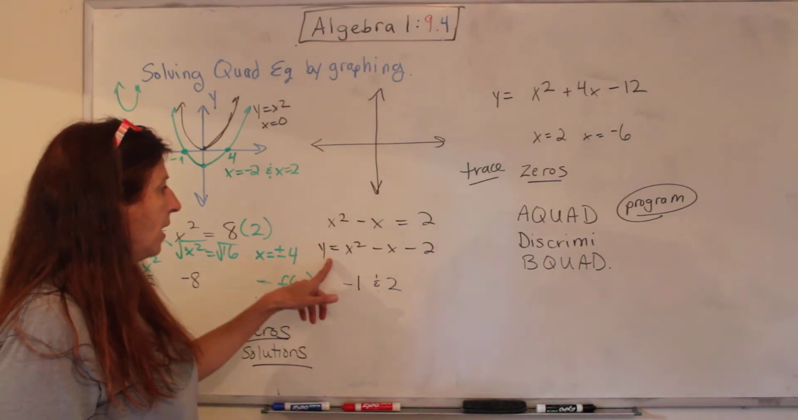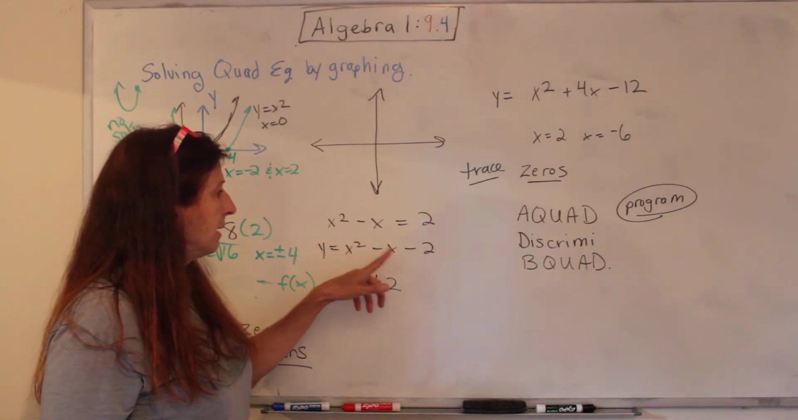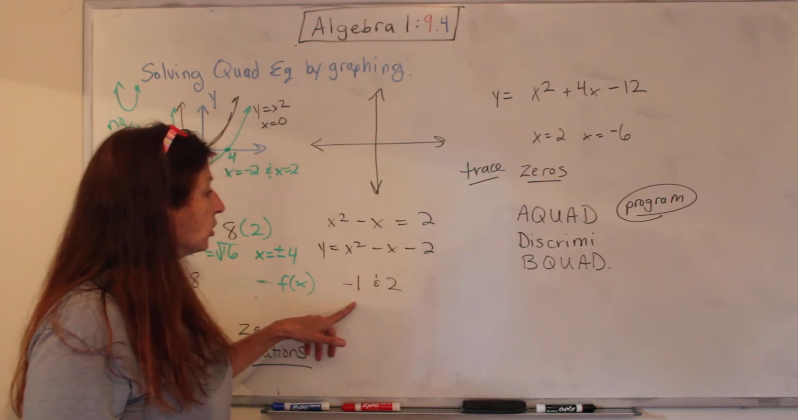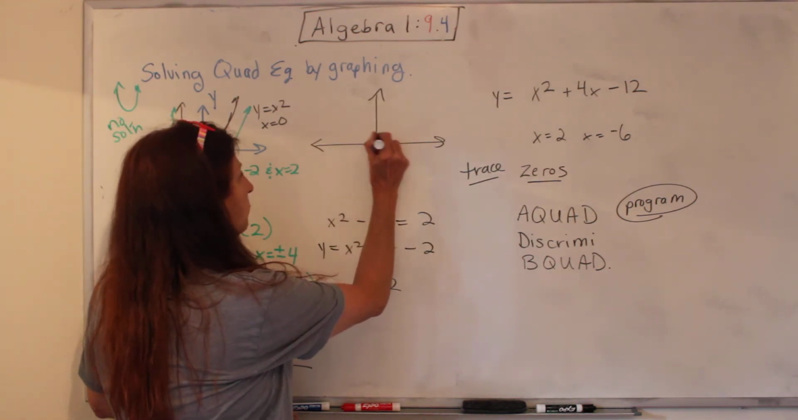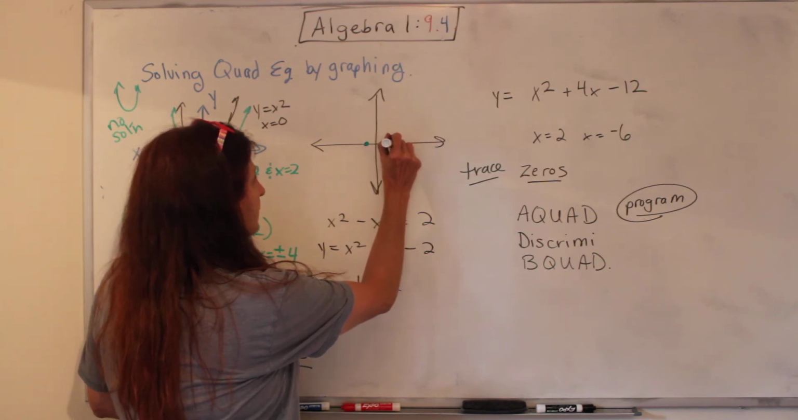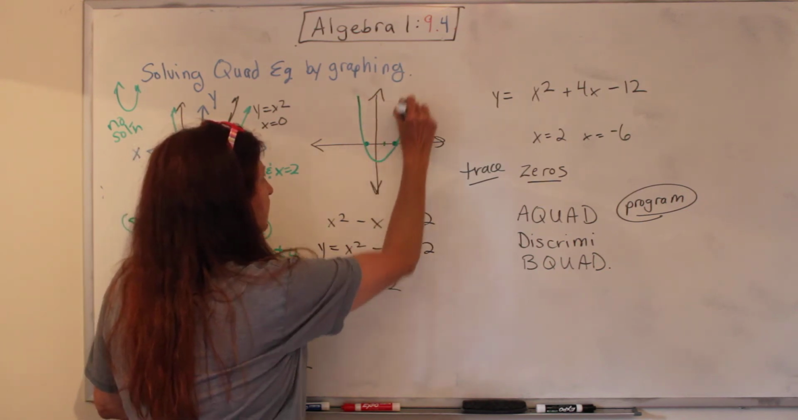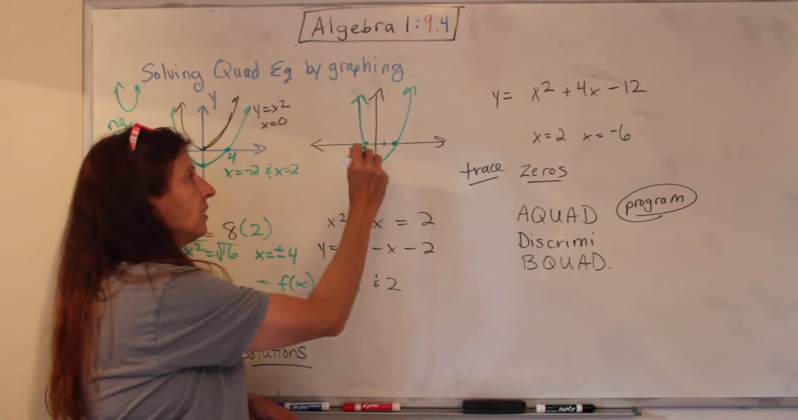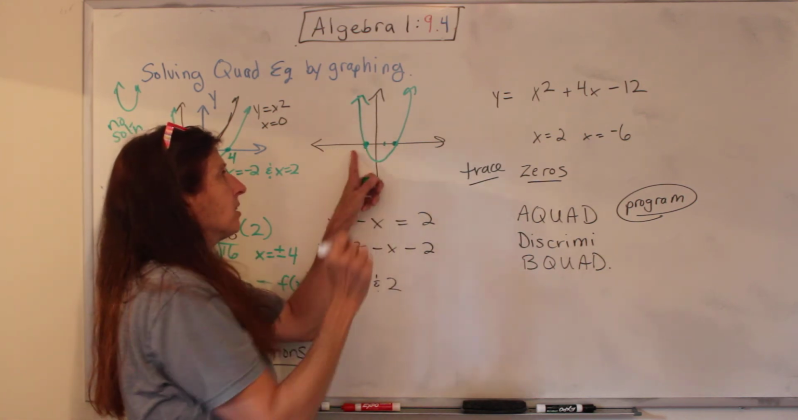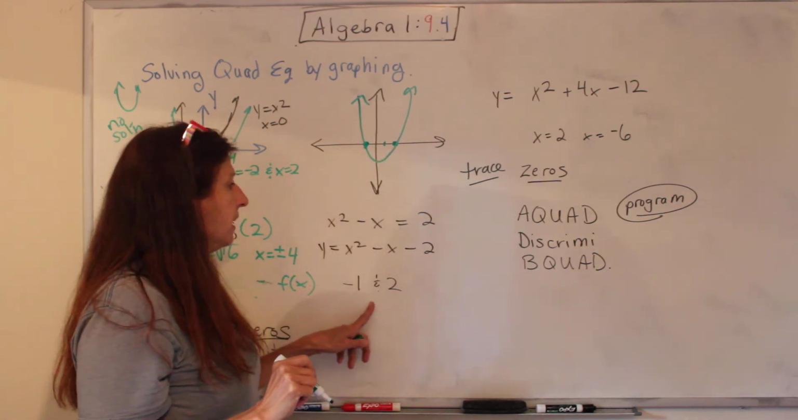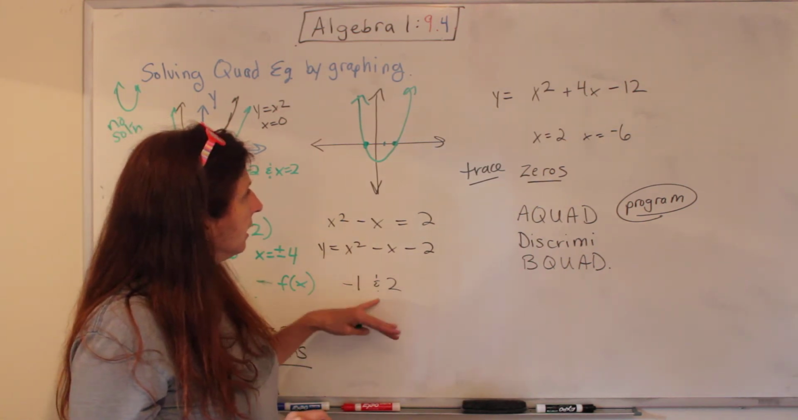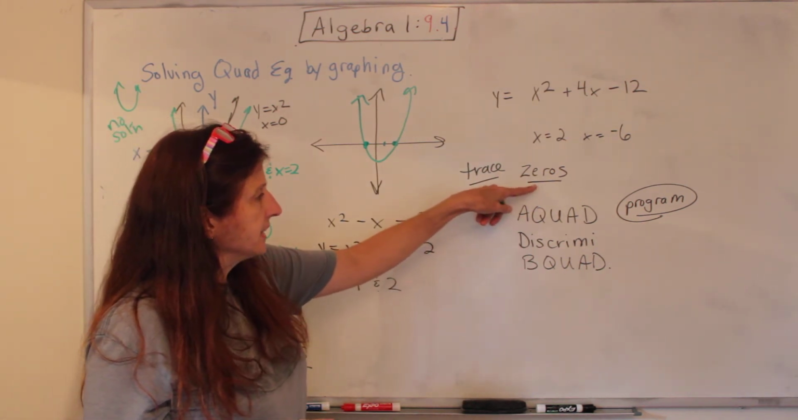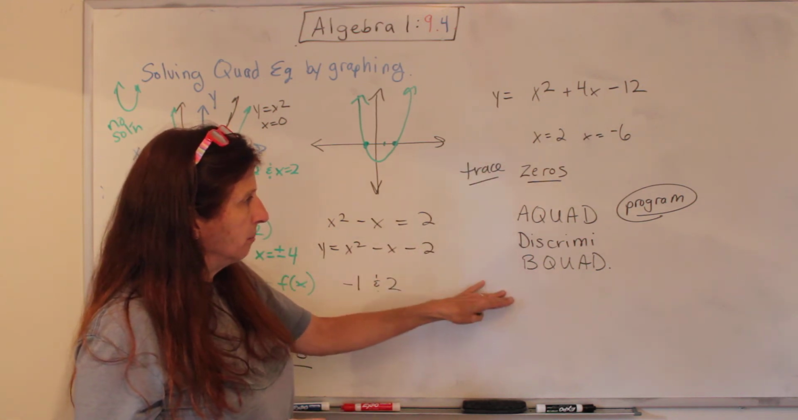You go to y equals, put in x squared minus x minus 2, and you can look at it, and the U appears to cross at -1 and +2. It's a U that looks like that. You can real carefully look at the little hash marks and see what the answers are, is one way to do it. Or you can use this where you do the zeros, A quad, discrimi, or B quad.